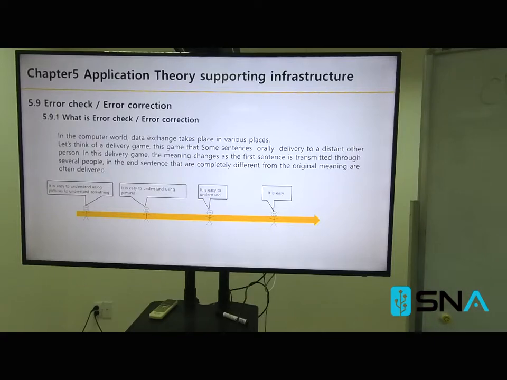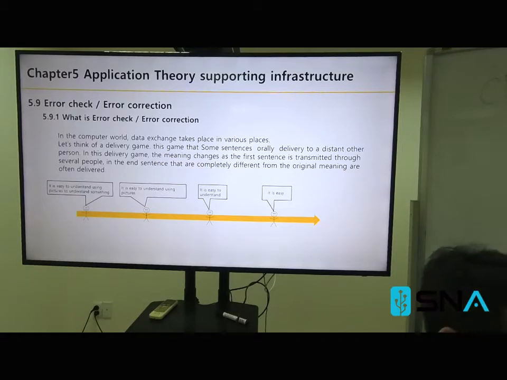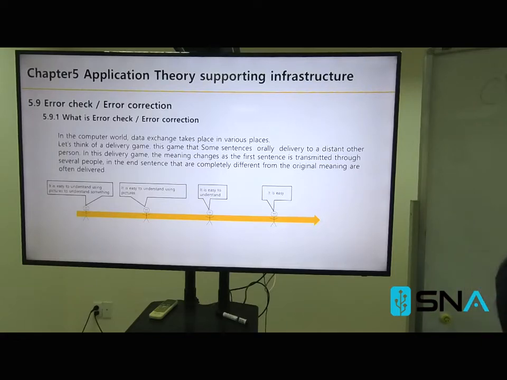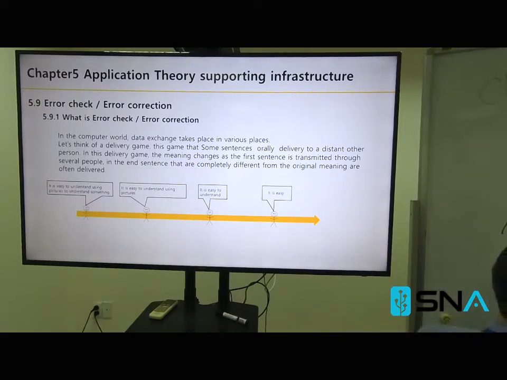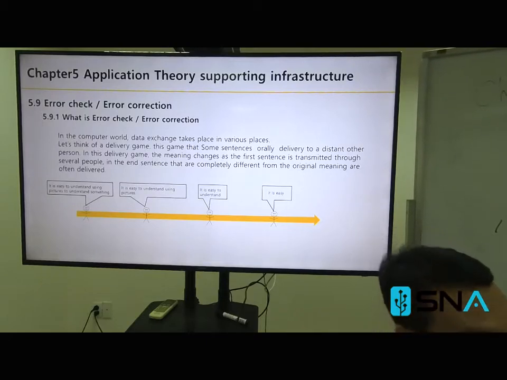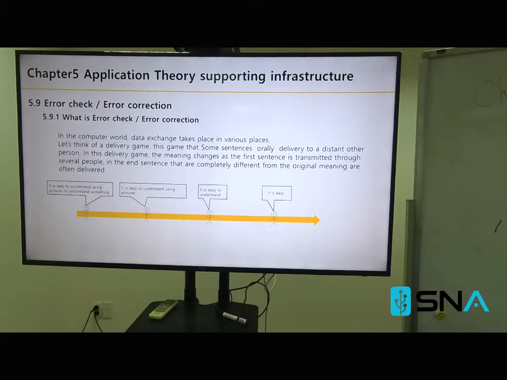You can see in the computer world, data exchange takes place in various places. Let's think of a delivery game. For example, when we are playing a delivery game, but I cannot speak, I can only use my hand. Some understand, but some misunderstand.